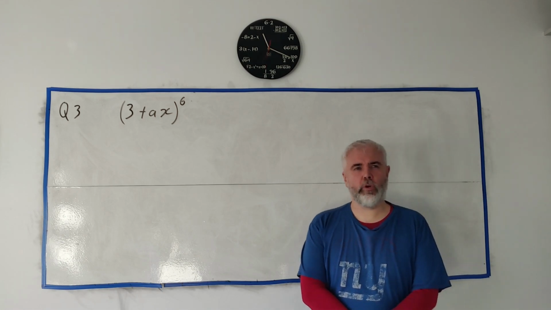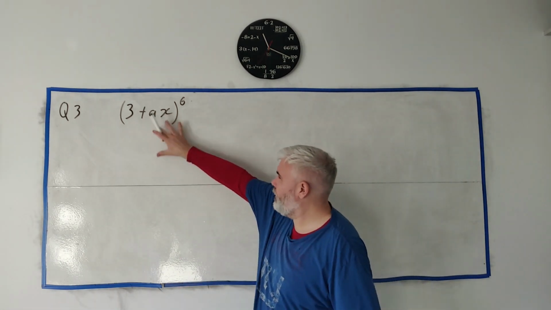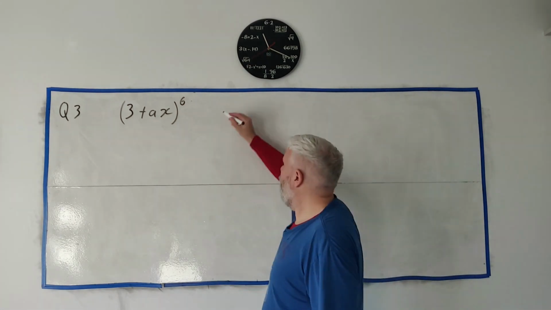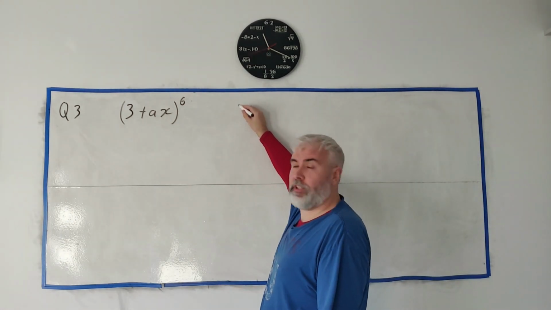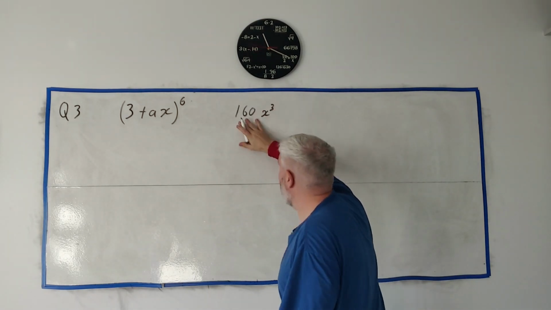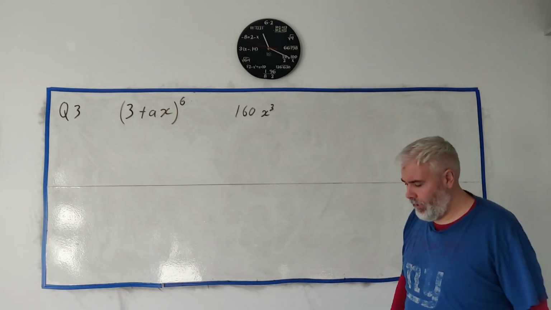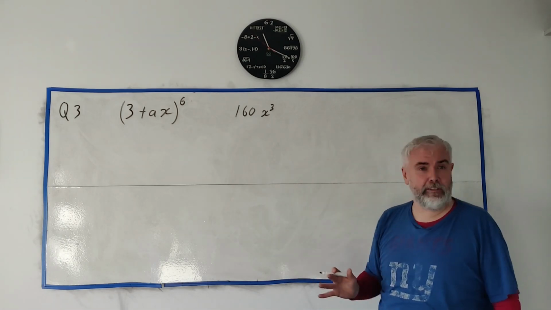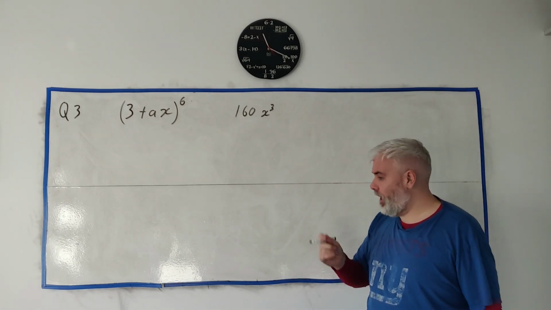In question 3, we're given an expression of this thing to the power of 6, and we're told that the coefficient of the x cubed term is 160. So if we were to multiply all this out, we would get this term somewhere in the middle. This is a very common question. It comes up pretty much every year, so you need to be able to do this. It's just using the binomial expansion.